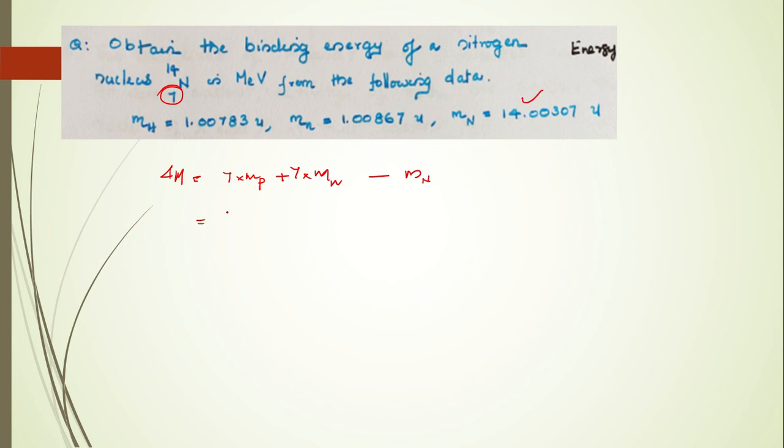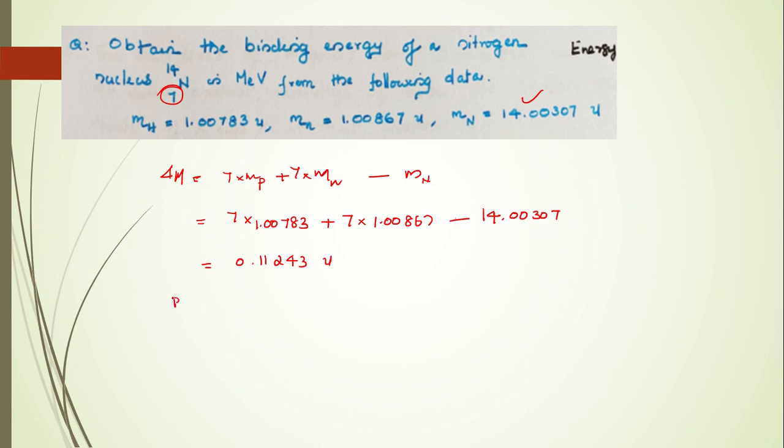So that is equal to 7 into the mass of a proton, that is a hydrogen atom, 1.00783, plus for the neutron 7 into 1.00867, minus 14.00307. So that is equal to 0.11243 atomic mass units.